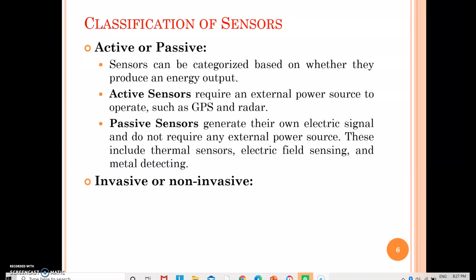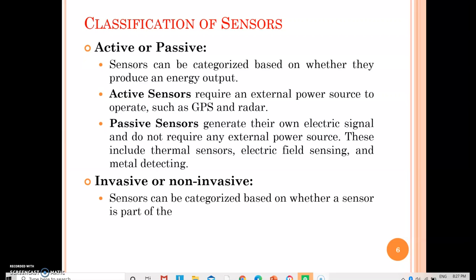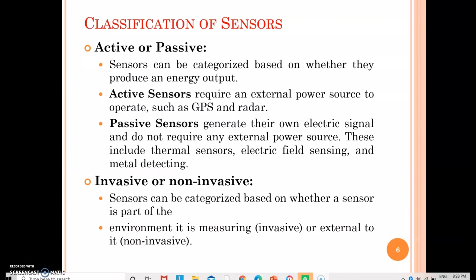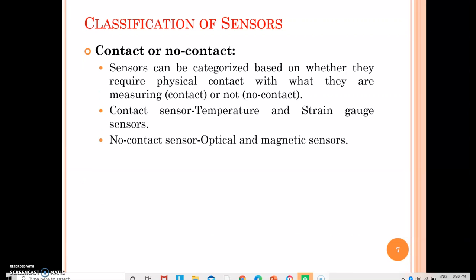Let's see one more category, that is invasive and non-invasive. Sensors can be categorized based on whether the sensor is a part of the environment it is measuring. That is whether they are internal or external to it. So depending upon that, I can also categorize the sensors. The next one is contact or no contact. Sensors can be categorized based on whether they require physical contact with what they are measuring. That is contact or no contact. Contact sensors include temperature and strain gauge sensors, and no contact sensors include optical and magnetic sensors.